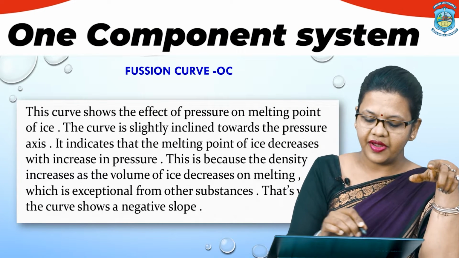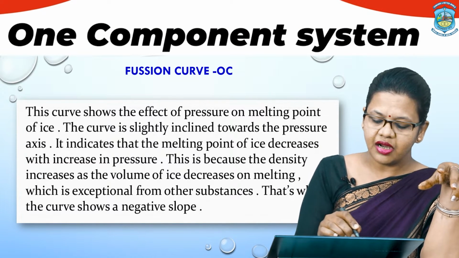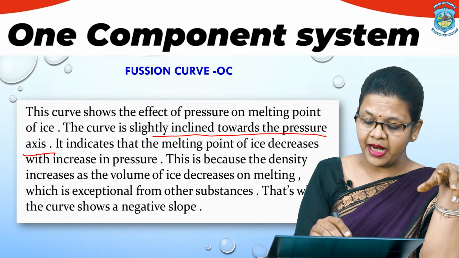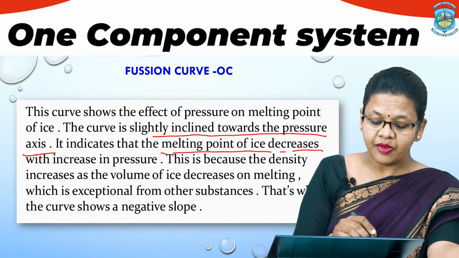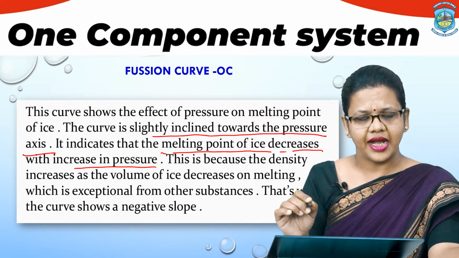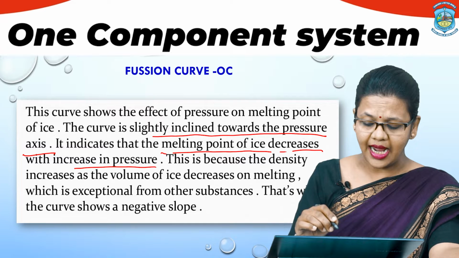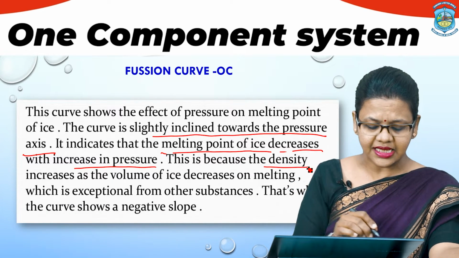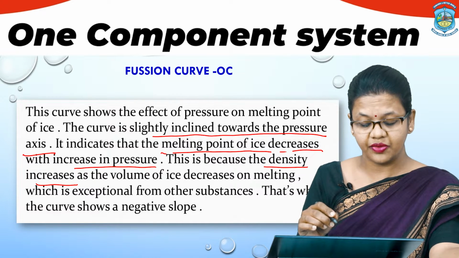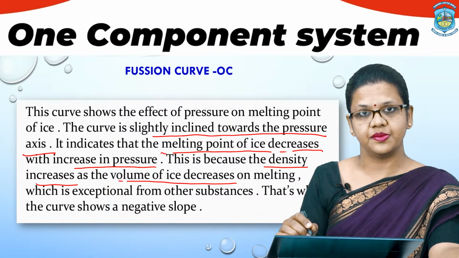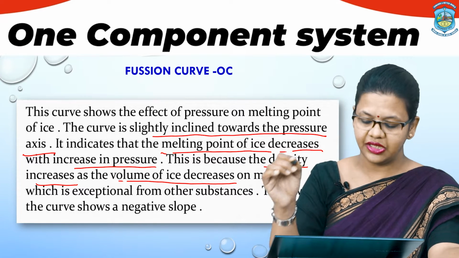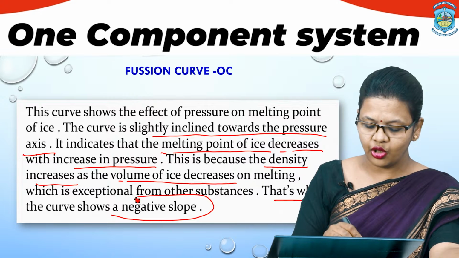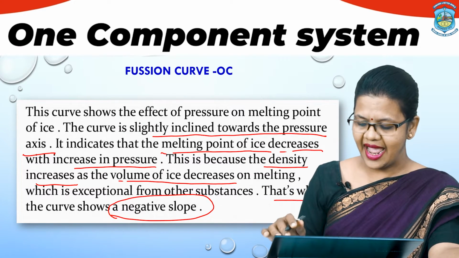Now, this curve, if we go into detail, is slightly inclined towards the pressure axis, which indicates what? That the melting point of ice decreases with increase in pressure. And why does it happen so? Because when ice changes into water, the density increases, and when density is increasing, the volume will decrease, because density is inversely related to volume. That is why the curve is showing this negative slope towards the pressure axis.